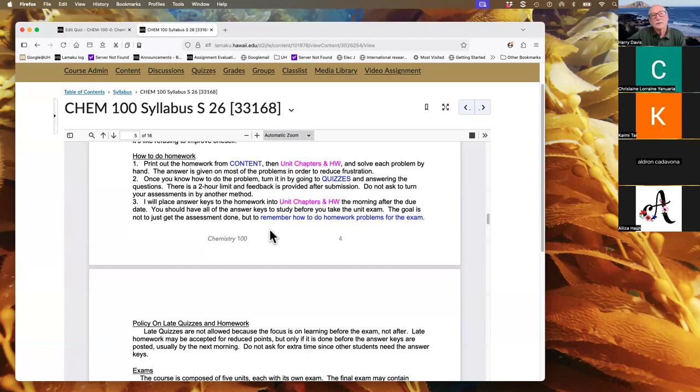So the goal is to know how to do the problems. It's not just to get the problems done, because there's a deadline, and you need to remember how to do these problems for the exam, because the exam problems will be very similar.